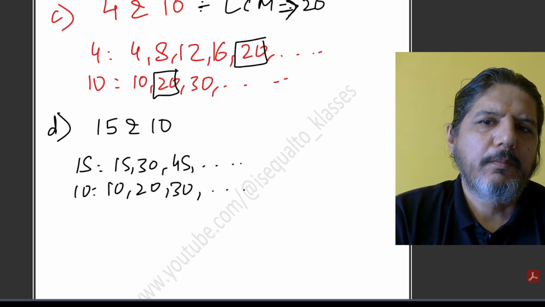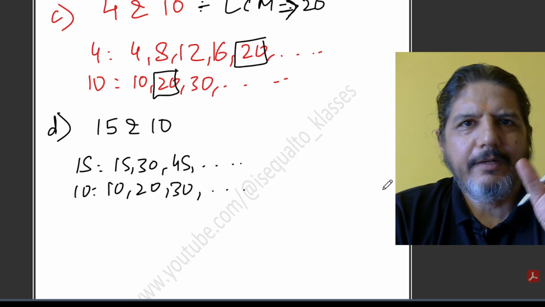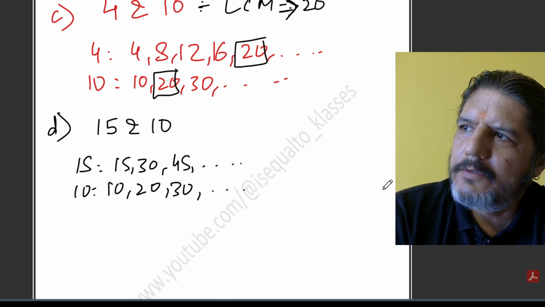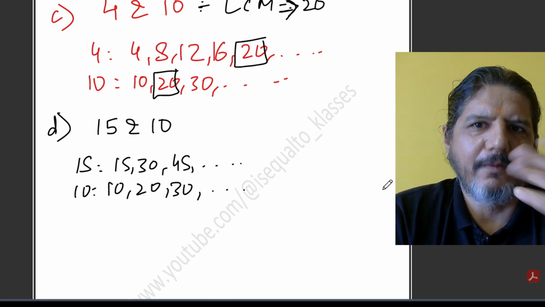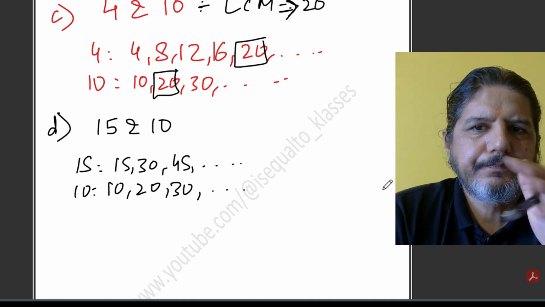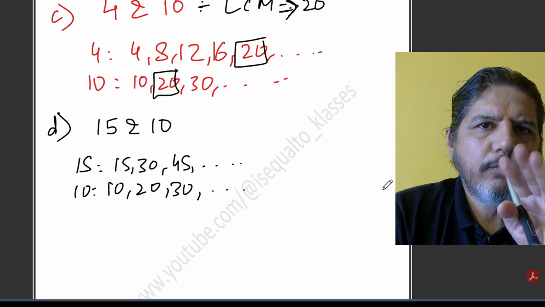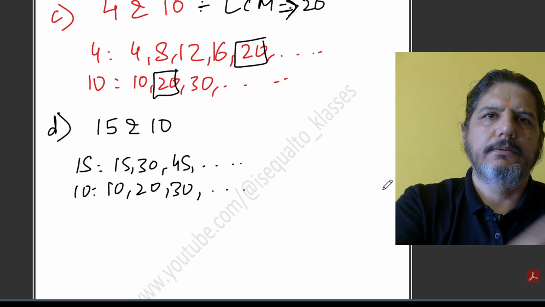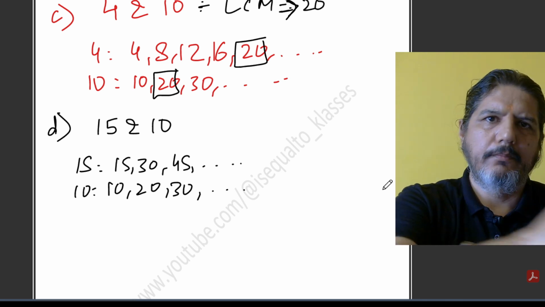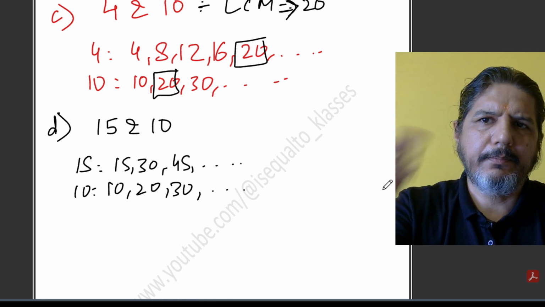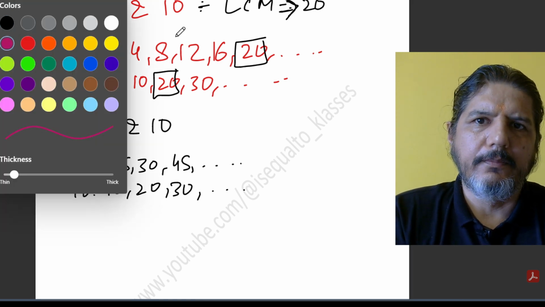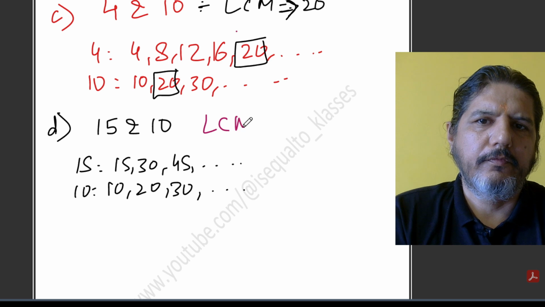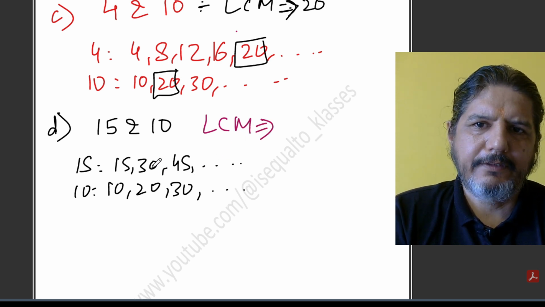Try to figure it out, pause the video and try to figure it out. What I'm trying to tell you is that I'm just trying to introduce the concept of LCM as slowly as possible. Then we'll do a method. As you would understand, this is a bit of a tedious method because you have to write the first few multiples of both the numbers. There is a shortcut that will come, and I hope you will have found the LCM. So the multiples are 15, 30, 45 and 10, 20, 30. So the LCM would be 30.